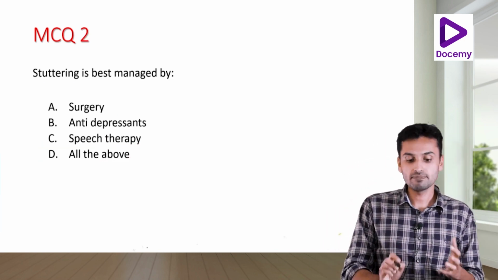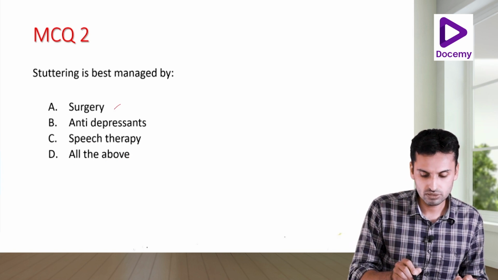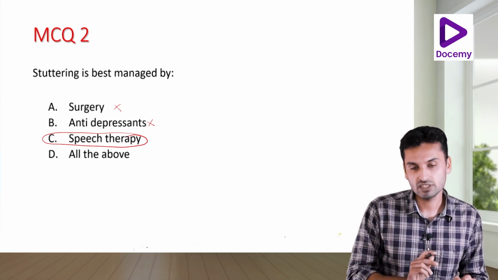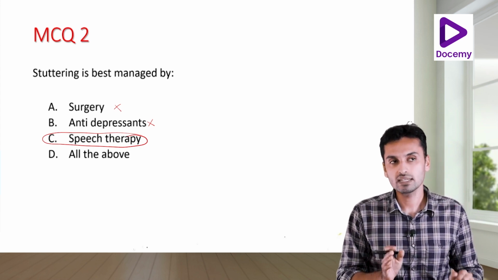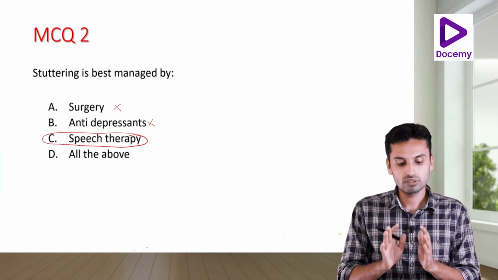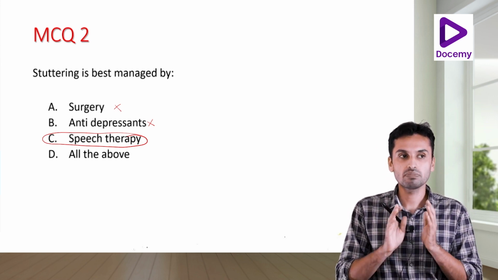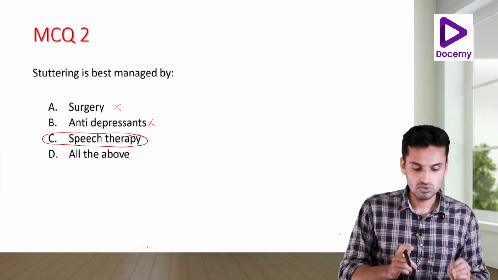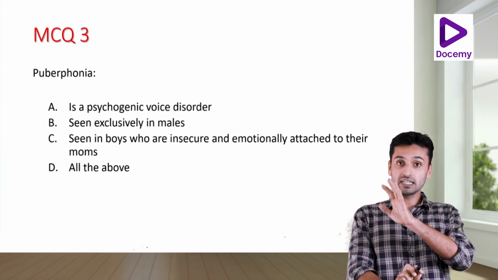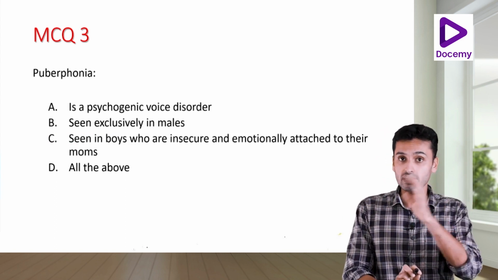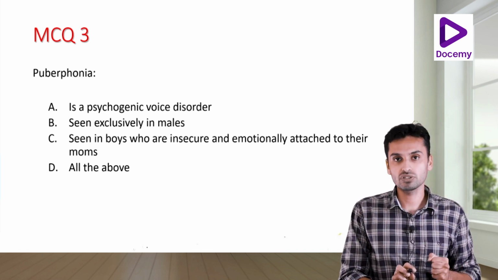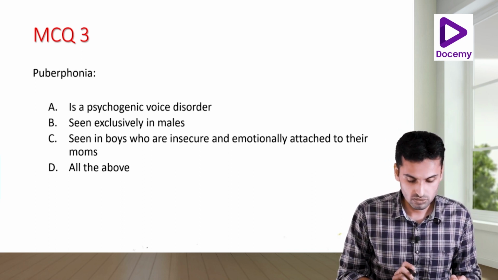So stuttering is best managed by, no, there is no surgery. Antidepressants don't work very well. The only thing required is speech therapy. If there's any psychological overlap, you also address that, but you mainly give them speech therapy. You ask them to train themselves to speak and they will respond. You give competing stimuli so that when they start stuttering, you divert their attention, and you reduce the communicative pressures so that the stuttering doesn't worsen.